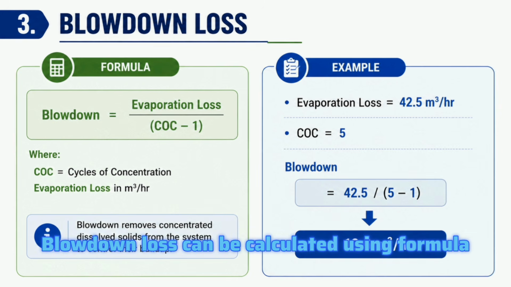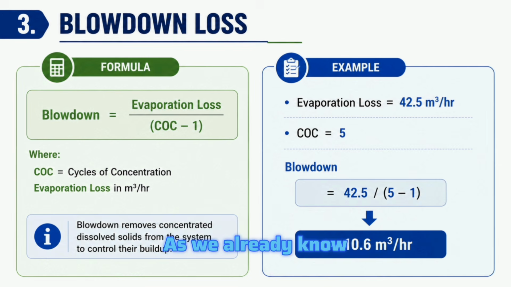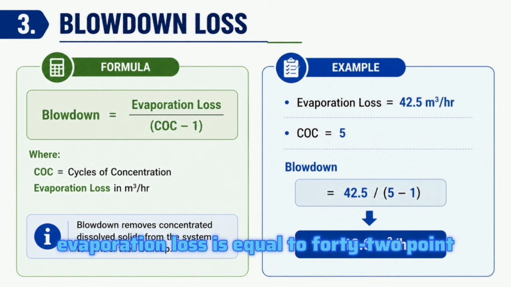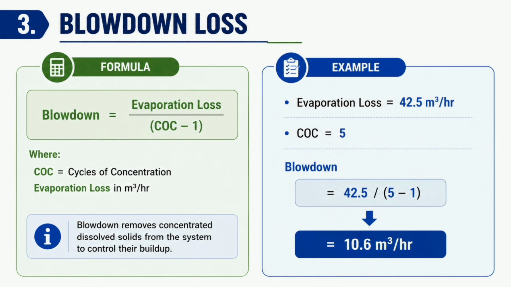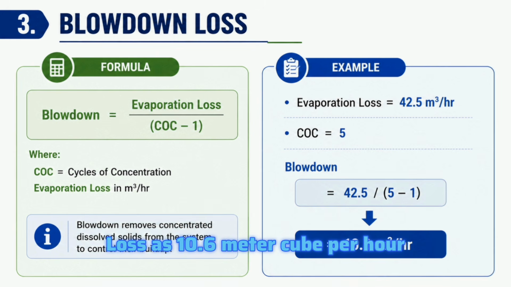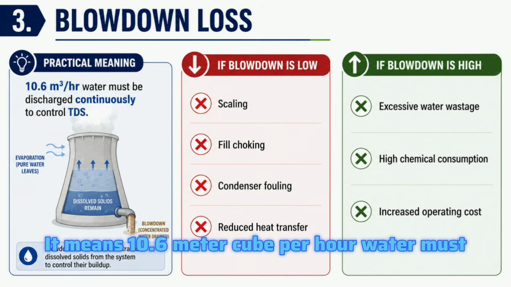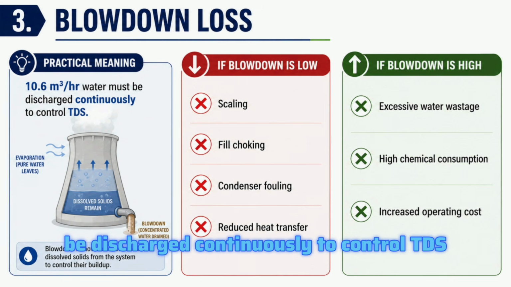Blowdown loss can be calculated using the formula evaporation loss divided by COC minus 1. As we already know, evaporation loss is equal to 42.5 meter cube per hour and COC is 5. In the coming video, we will learn about COC in detail. Now, substituting the values, we get blowdown loss as 10.6 meter cube per hour. It means 10.6 meter cube per hour of water must be discharged continuously to control TDS.